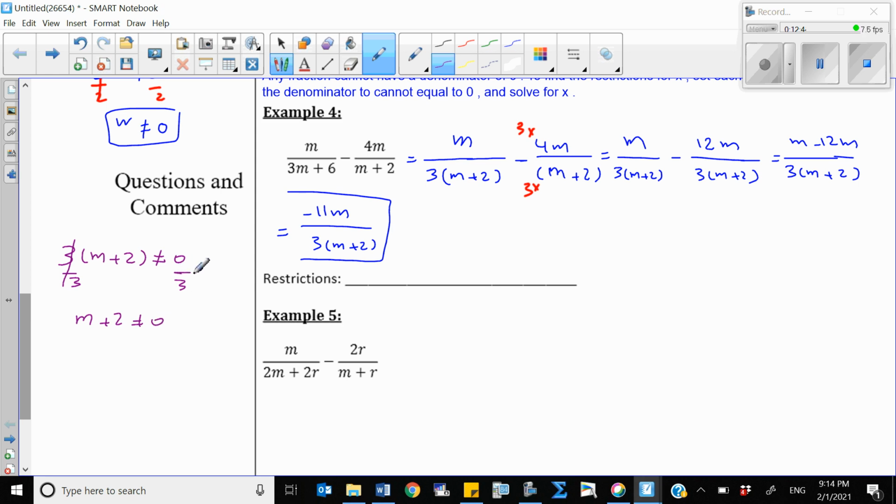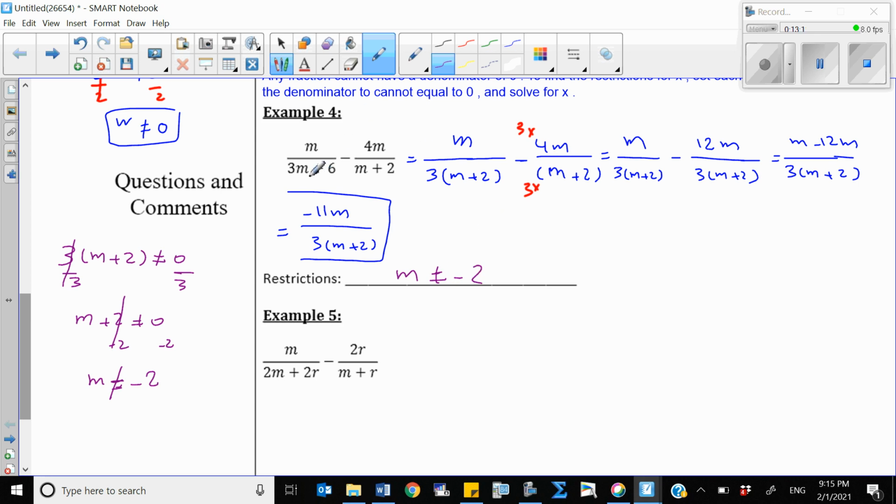0 divided by 3 is 0. Then we subtract 2 from both sides. m will be equal to 0 minus 2, negative 2. So m should not be equal to negative 2. Let me show you what happens if m is equal to negative 2, because we said it should not be equal to negative 2. What happens if it is equal to negative 2?